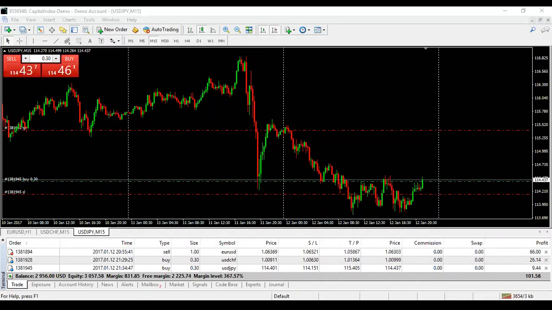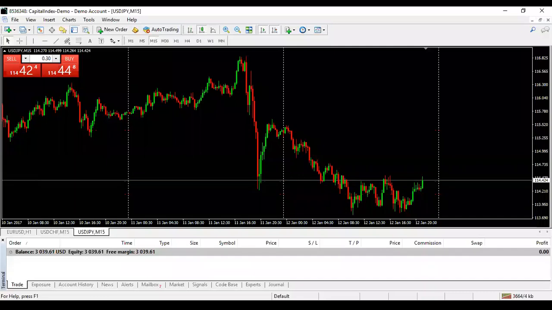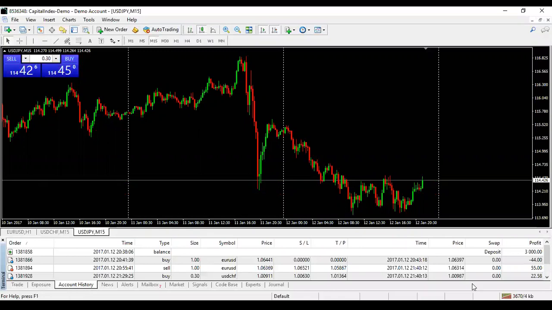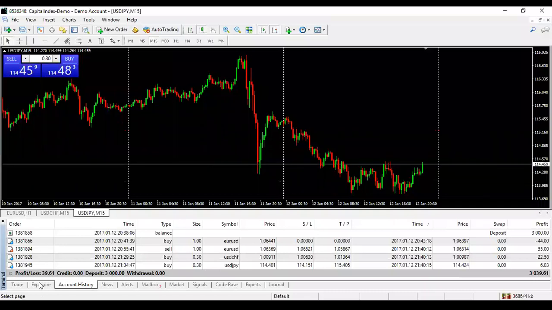Okay, now because I'm not greedy, I'm gonna go ahead and close all my trades. Close that one, close that one, close that one. And if I go under account history, you will see a list of pretty much all the trades I took tonight. Just gonna move that up a bit. Okay, so there you go. Started off with a deposit of $3,000 and currently sitting at about $40 profit. Okay, and that's my new balance right there.